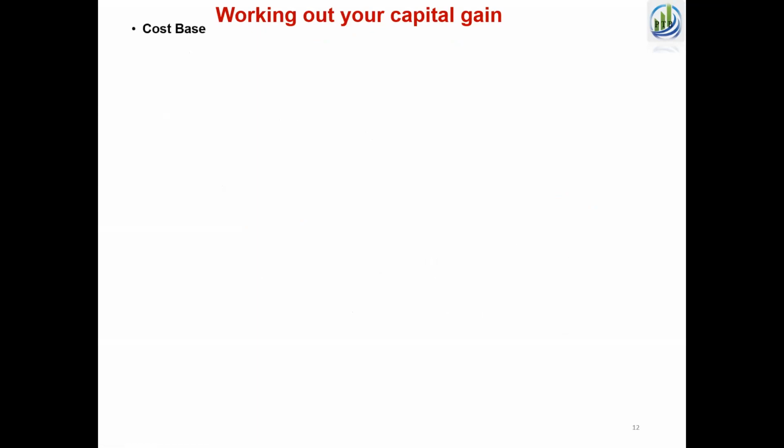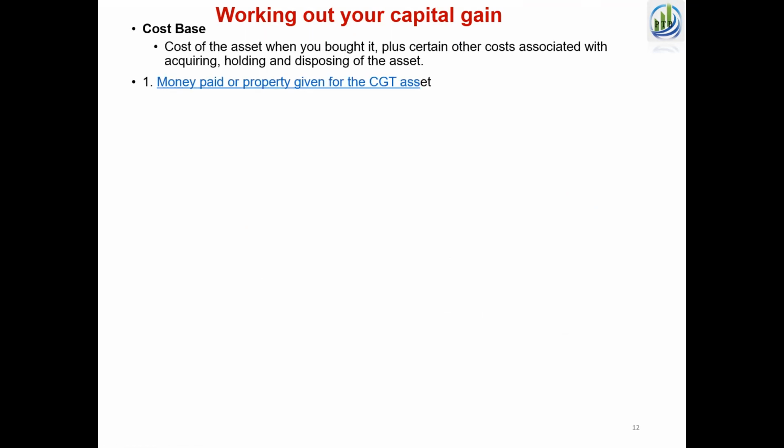the capital gain cost base. There are 5 elements as I indicated initially, not only the purchase price of that capital asset. First one, the money you paid or property given for the CGT asset, be it acquiring or disposing of assets. Whatever the purchase price of the asset, that should be included.